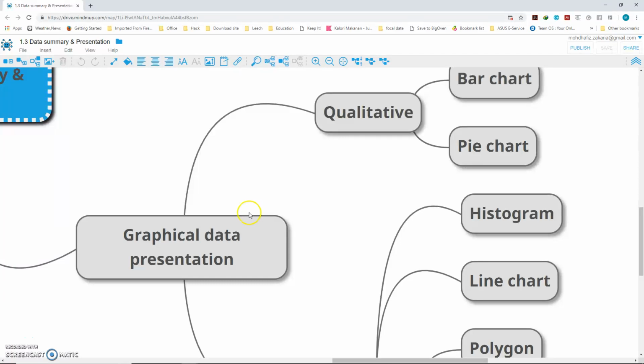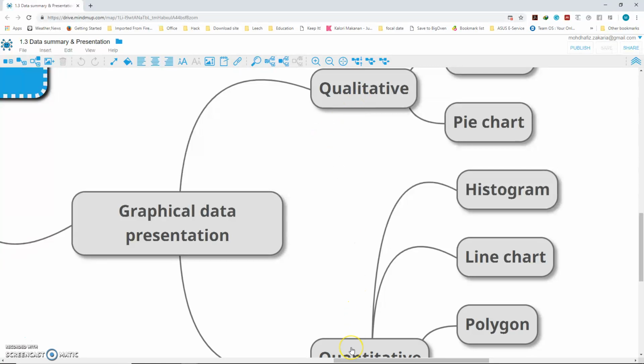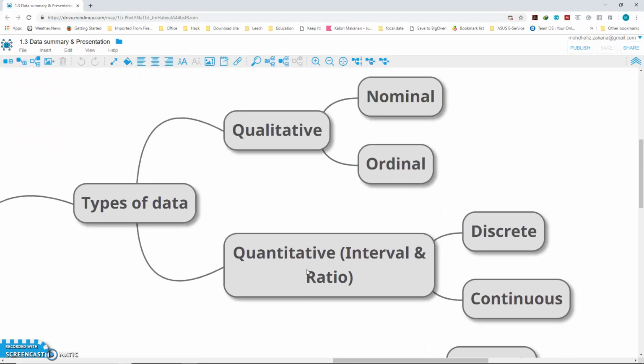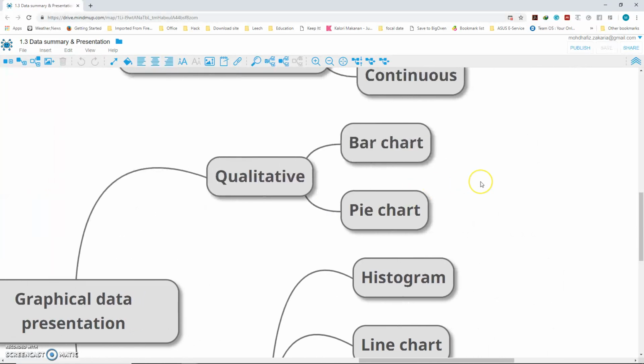Because for graphical data presentation, you will need to determine whether it is qualitative or quantitative data, because different types of data use different kinds of graphical data presentation. So for qualitative data, which is data in the form of nominal or ordinal, the kinds of graph discussed in this book are bar chart and pie chart. I believe you know what a bar chart and a pie chart are. You can see a detailed example on page 8.